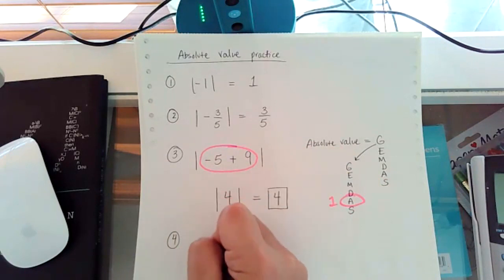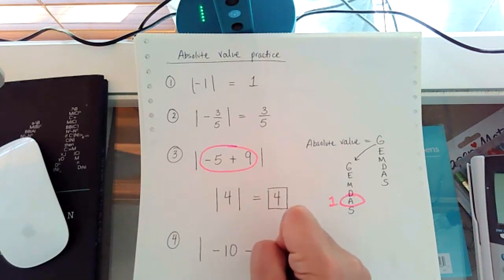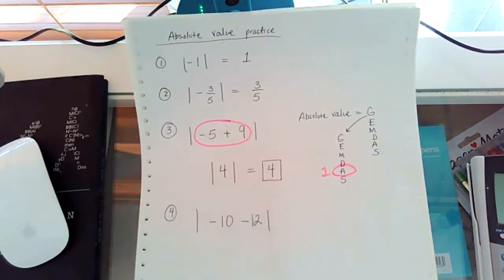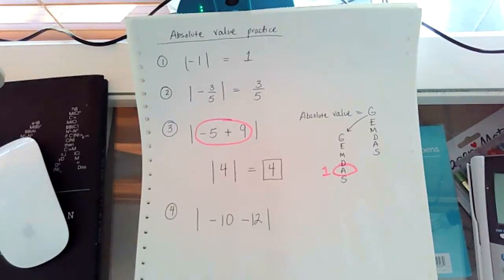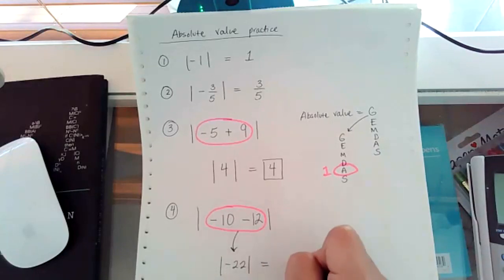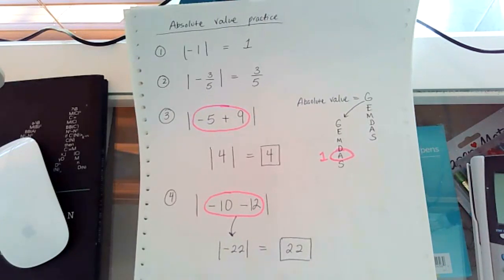Let's say I had -10 minus 12 inside my absolute value bars. What should this one be? 22. Yeah, can you explain to me how you got that? Add -10 minus 12, which is -22, and then put the bars and then take the absolute value. Yes. Yeah, perfect. Everybody get that? Anybody have any confusion still about that?